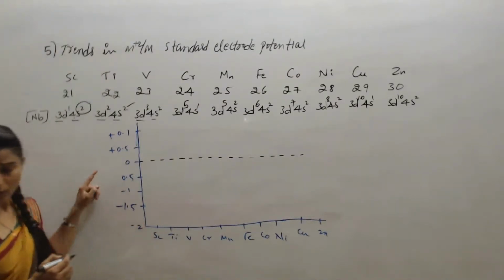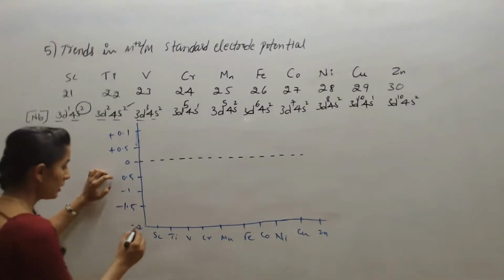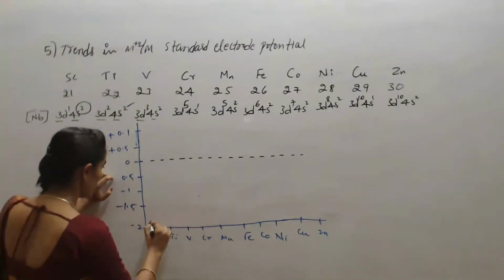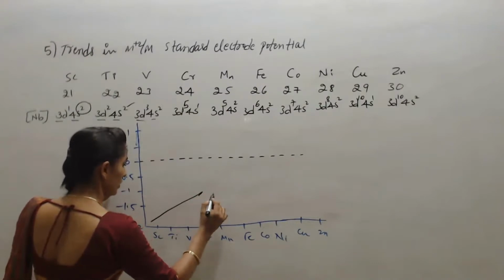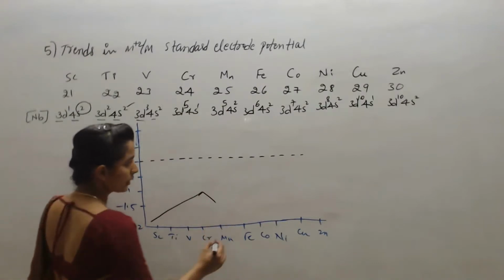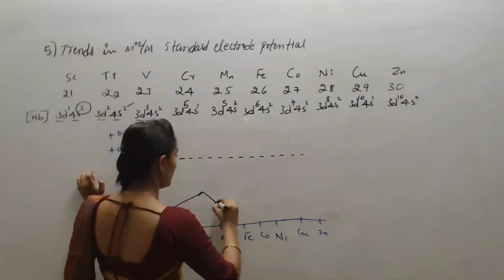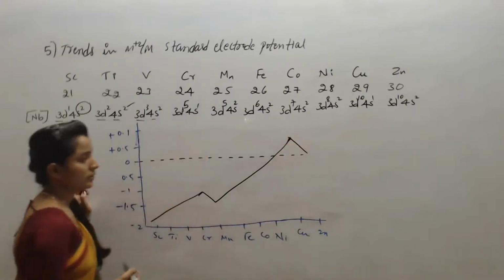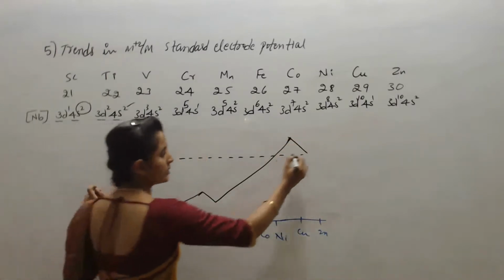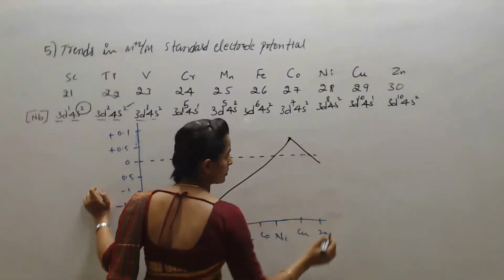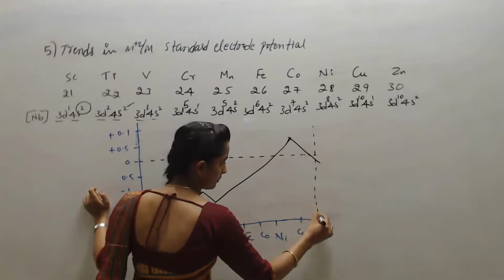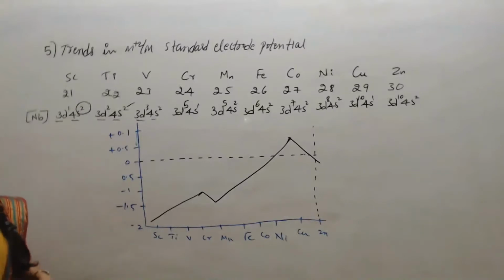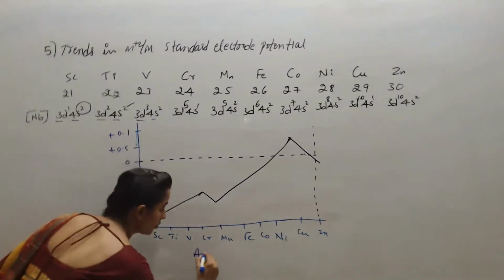First, the ionization potential increases going up to chromium, again decreases for manganese. Next, again increases to copper. Next, decreases for zinc. Okay, again this is a negative value for zinc. Okay, students, so this is the trend in standard electrode potential. So this is the atomic number.